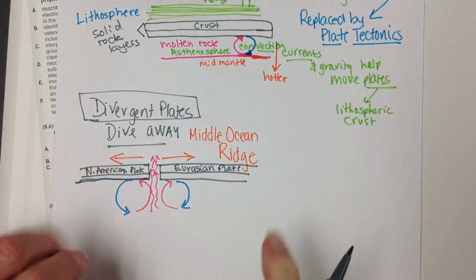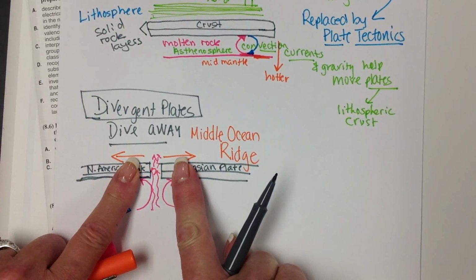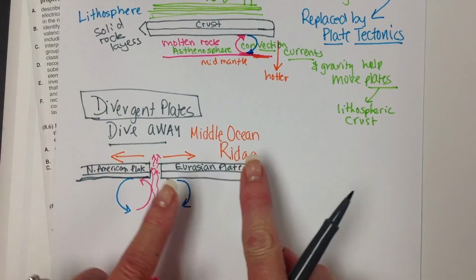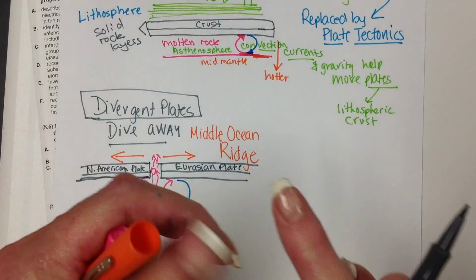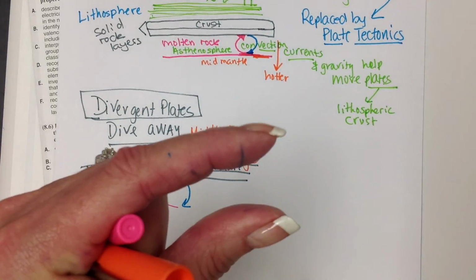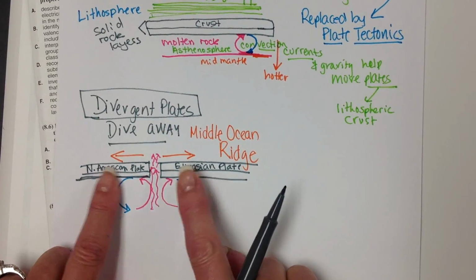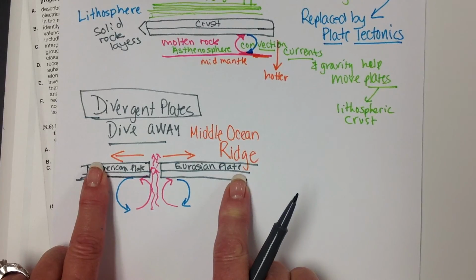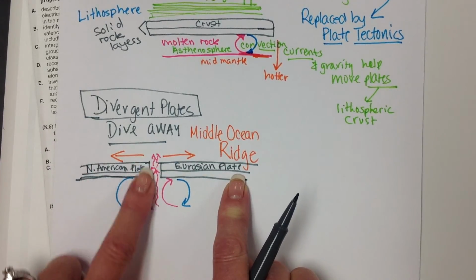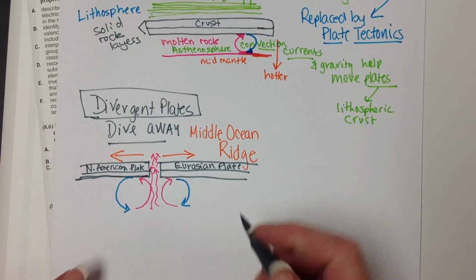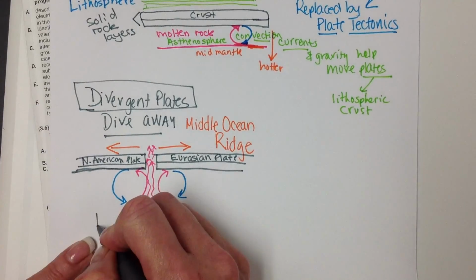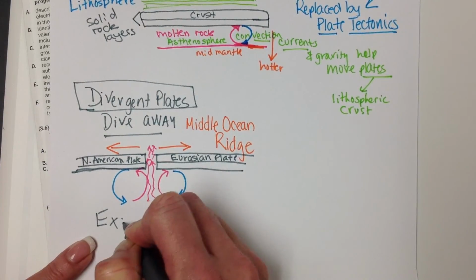So every year Europe is getting about this much further, 3 centimeters further from the North American plate. So we're moving further and further from North America. So this is going on in the middle of the Atlantic Ocean. Our example would be the Mid-Atlantic Ridge.